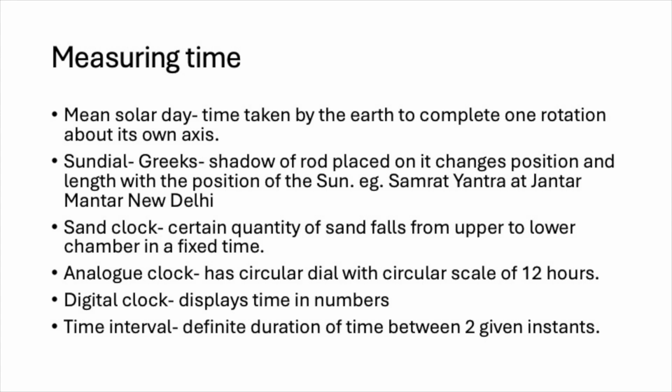A sand clock. A certain quantity of sand falls from the upper to the lower chamber in a fixed amount of time. An analog clock. This has a circular dial with circular scale of 12 hours. A digital clock displays time in numbers. A time interval is the definite duration of time between two given instants.